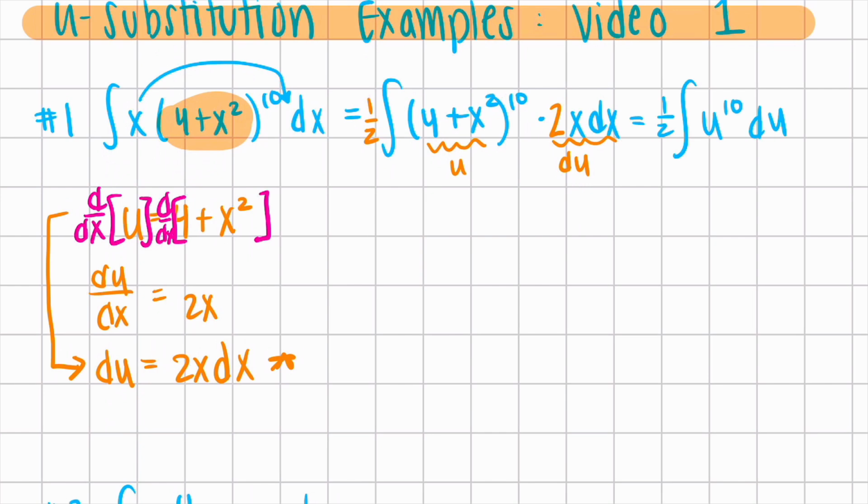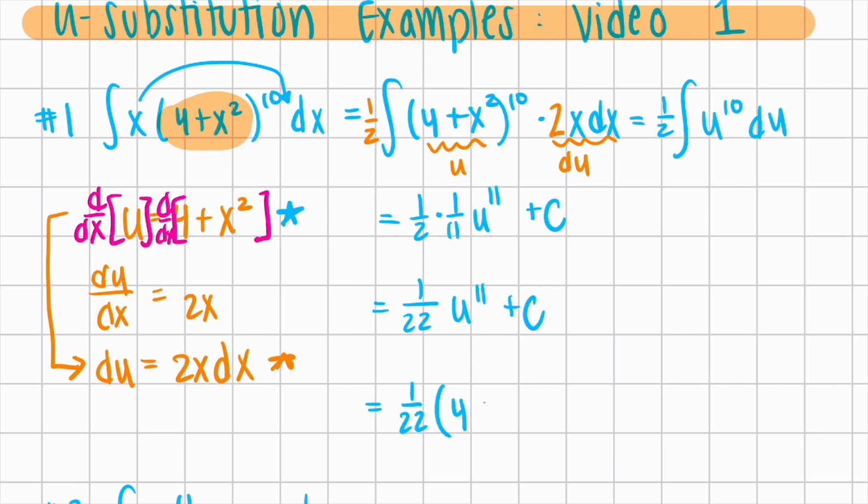Now notice, now that it's in terms of u, it's a lot easier to integrate. So I'm going to have 1/2 and then u to the 11th times 1 over 11 plus c. Simplify a little bit, 1 over 22 u to the 11th plus c. Last step, you want your final answer to be in terms of x, so replace anything with u in it to have your x's. We said at the beginning u equals 4 plus x squared, so I'm going to sub that back in. And we have our answer.